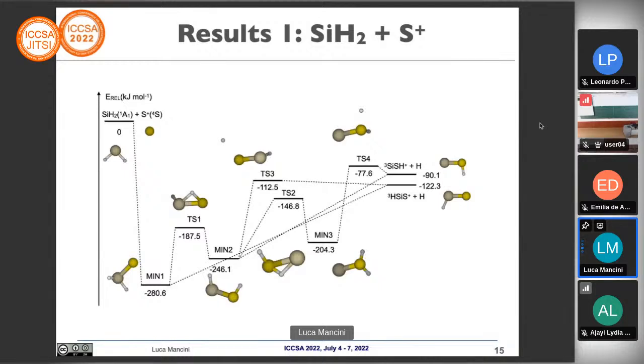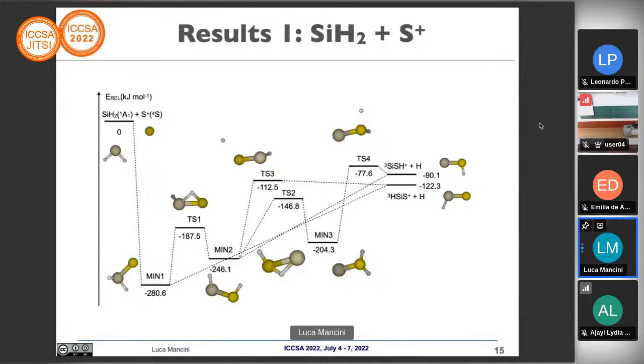It's interesting to notice how the elimination of atomic hydrogen from the silicon side is barrierless in all the cases, while the fission of the SH bond is characterized by the presence of a transition state. But most important is that the reactions do not show an entrance barrier, and all the stationary points lie below the energy of the reactants. So in principle, considering the energy, this reaction is feasible also in the regions of the interstellar medium where the temperature and particle density are extremely low.